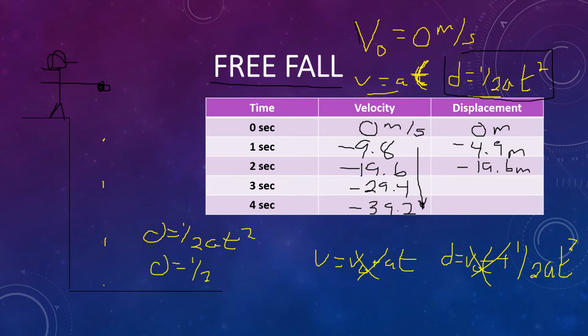A is gravity. God, it feels so easy now. Remember how hard this was back in the day? 3 times 3 is 9. 9 times negative 9.8, and take half of that. You should get negative 44.1.